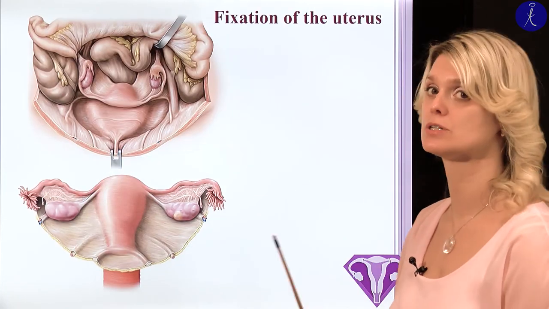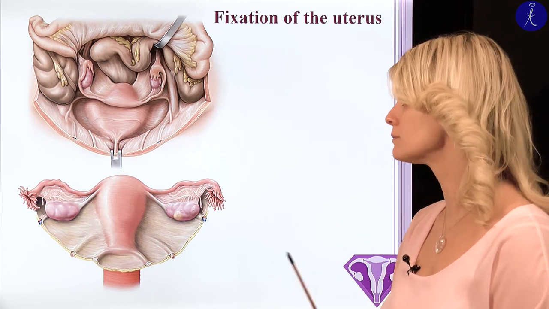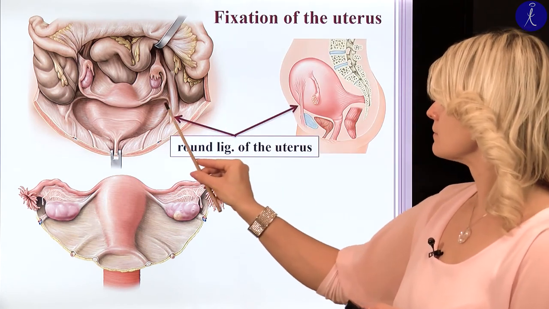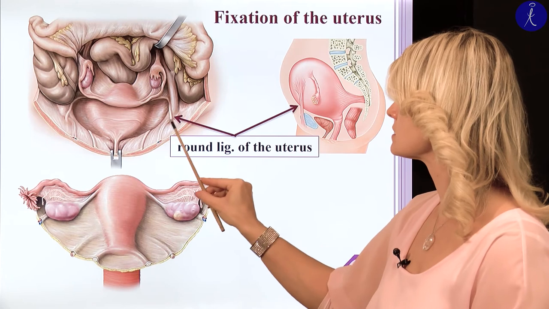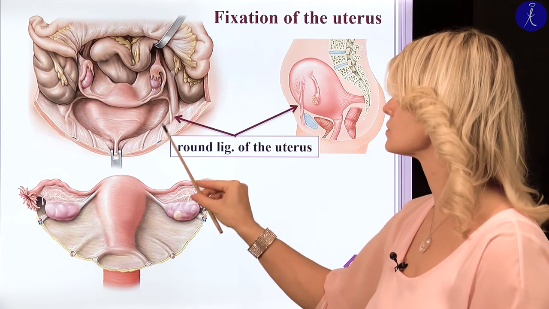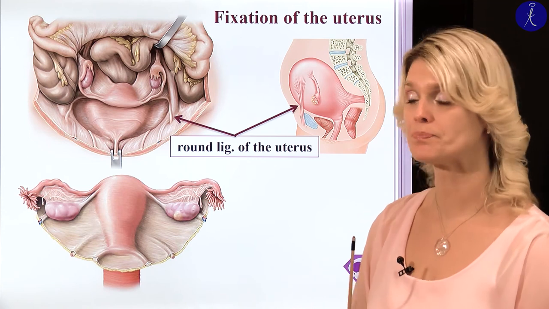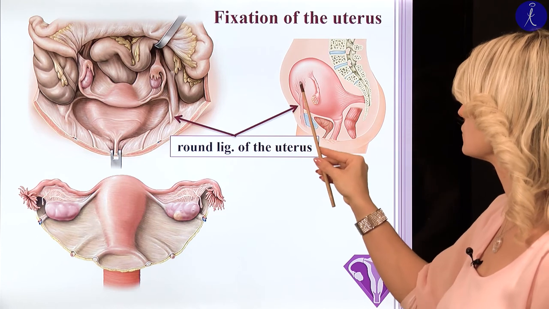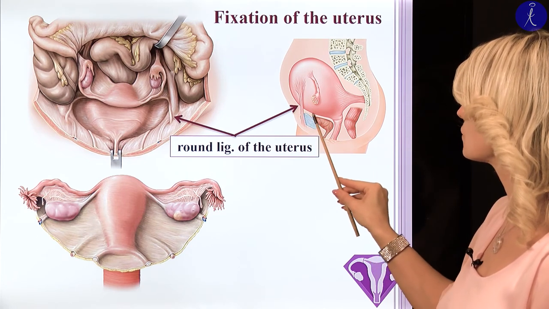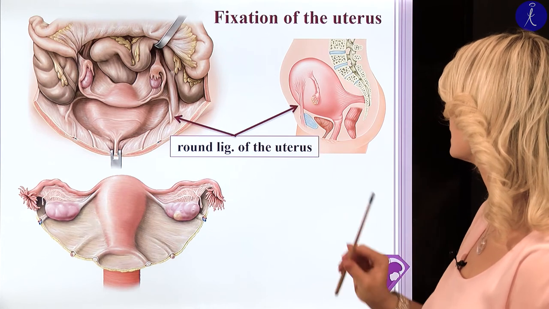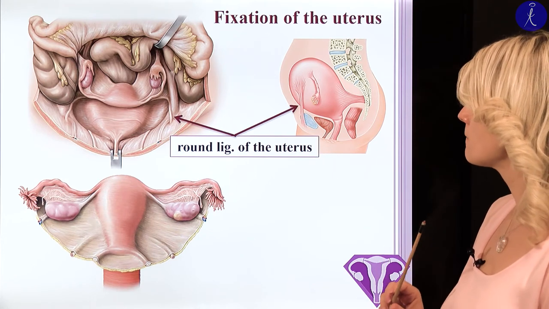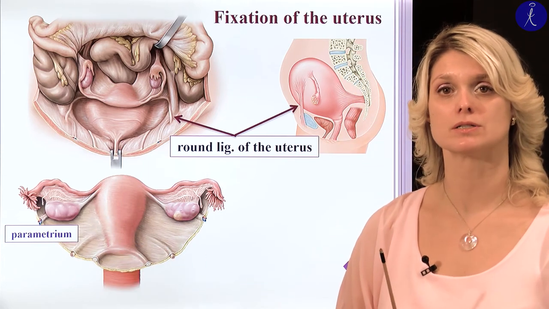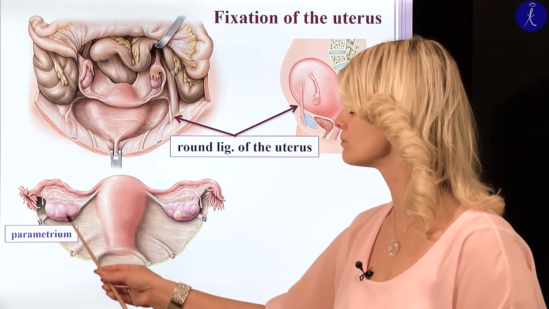Of course, we have to mention other ligaments too, which can help to fix the uterus in this normal position. The first ligament I would like to show here is the round ligament of the uterus, which is located within the inguinal canal. It has a more important function during pregnancy, fixing the pregnant uterus to the inguinal canal, to the anterior part of the pelvis. And there we can see the parametrium between the two layers of the peritoneum. This is called the parametrium.